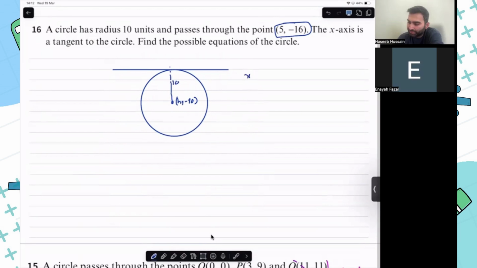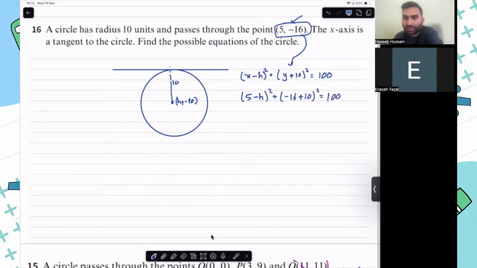So you make the equation (x minus h) whole square plus (y minus k) whole square equals 100. Do you agree? Now, we know that the coordinate (5, -16) lies on the circle, so let's plug it in. (5 minus h) whole square plus (-16 plus 10) whole square equals 100. Do you agree?